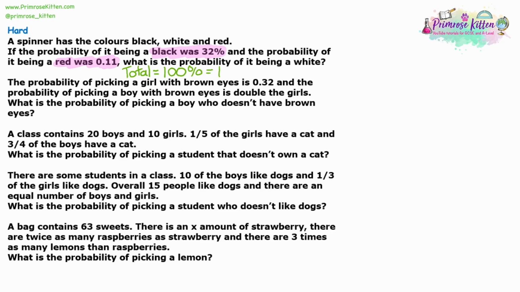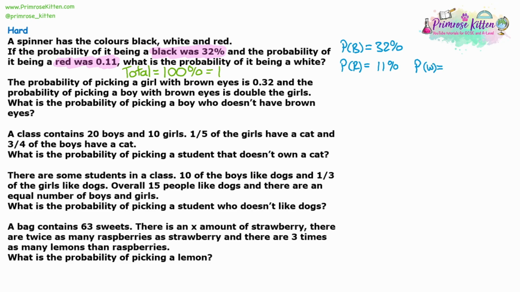So the probability of getting black is 32%. The probability of red is 0.11, and what we need to do at this point is move everything into the same sort of notation, the same sort of units. So 0.11 is 11%. And go and watch the videos on changing between decimals, fractions and percentages if you're not too sure about that. So if we want the probability of getting white, everything needs to add up to 100%.